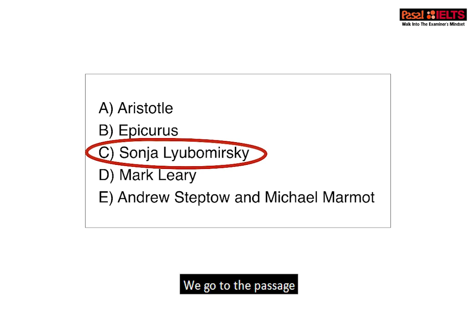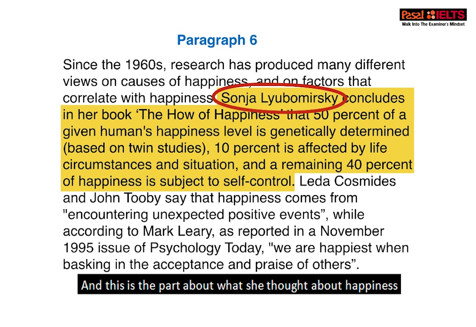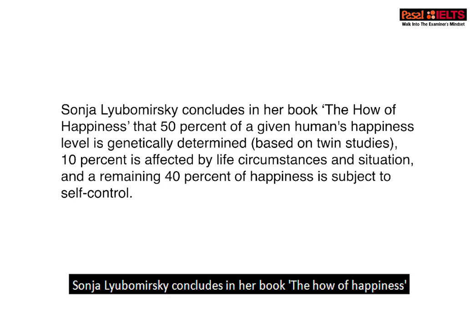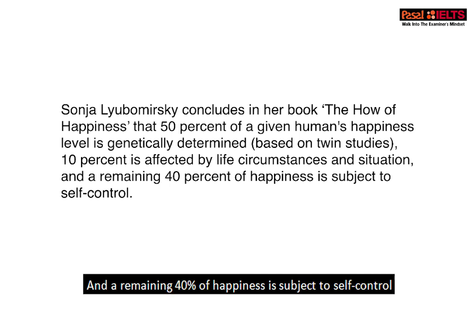If we go to the passage, we'll see that she's mentioned here in paragraph 6, and this is the part about what she thought about happiness. Let's look at that on its own. Sonia Lyubomirsky concludes in her book The How of Happiness that 50% of a given human's happiness level is genetically determined based on twin studies. 10% is affected by life circumstances and situation, and a remaining 40% of happiness is subject to self-control.